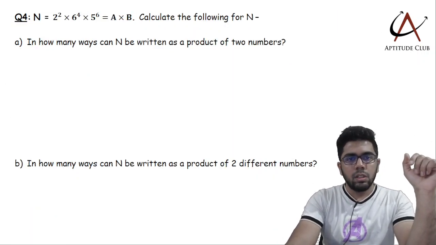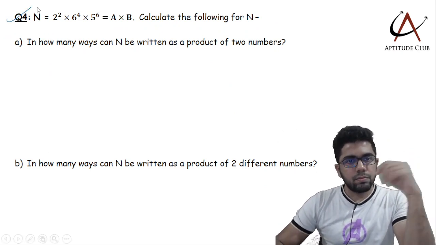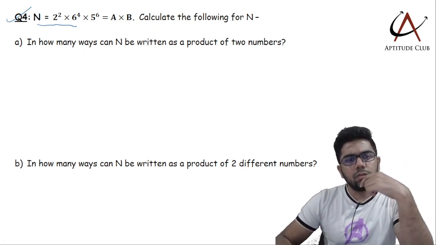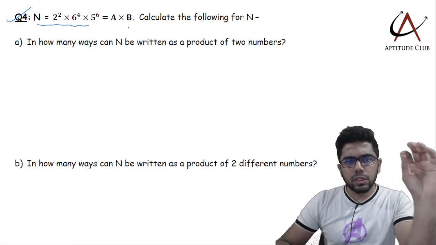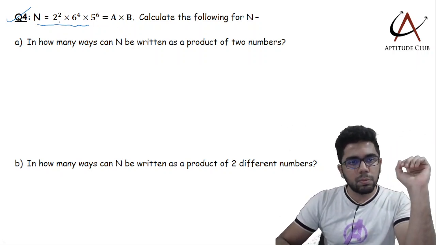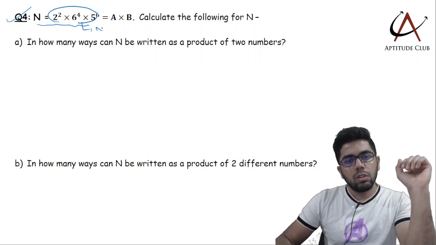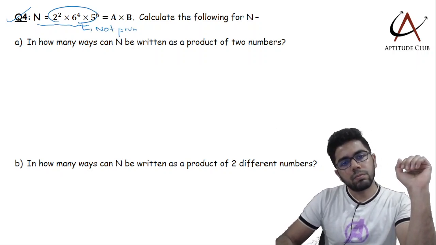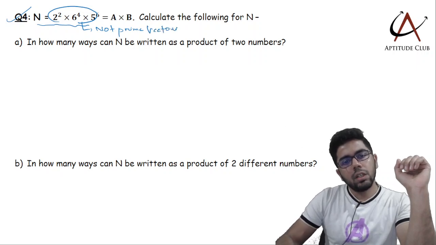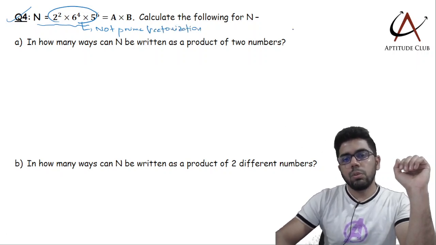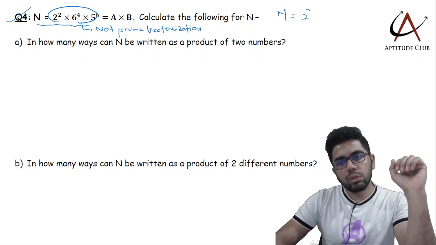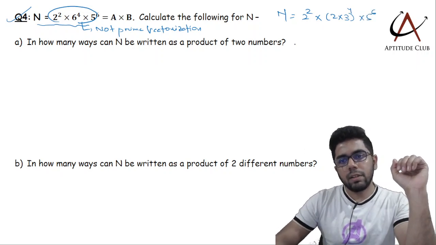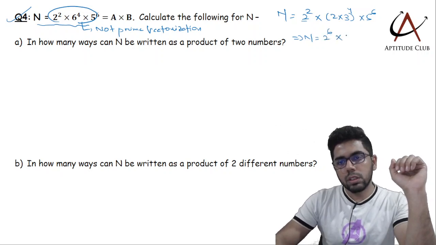ओके, लेट अस सी दिस वन. यहाँ पे एक n दे दिया है, तो आवर फर्स्ट जॉब is to first write n in its prime factorization form. Is this prime factorization form? No, not prime factorization form, क्योंकि जो 6 यहाँ पे दिख रहा है that is not a prime number. तो n को पहले लिखते हैं प्राइम फैक्टराइजेशन फॉर्म में. n is 2 square, तो 6 है, मैं इसको 2 into 3 to the power 4 लिखता हूँ and then 5 to the power 6. So 2 square into 2 to the power 4, it is 2 to the power 6 into 3 to the power 4 into 5 to the power 6.